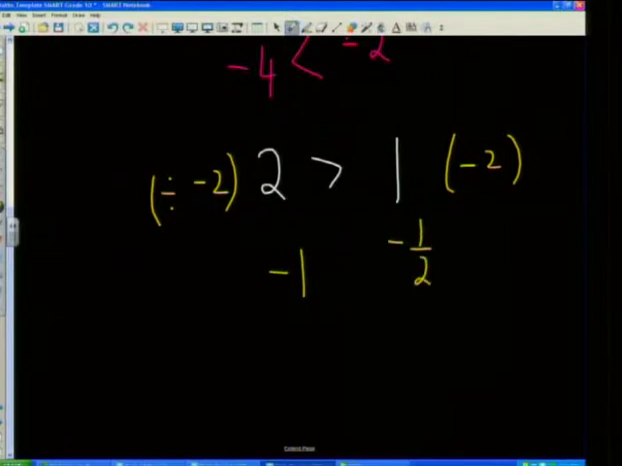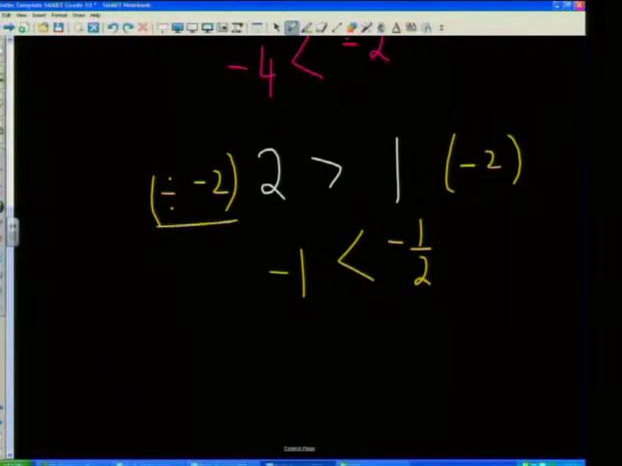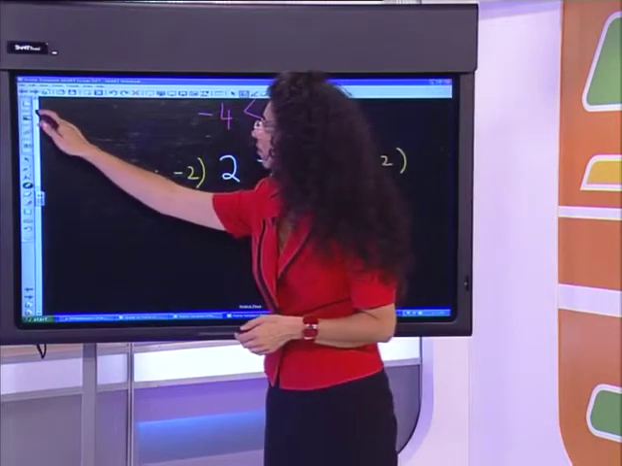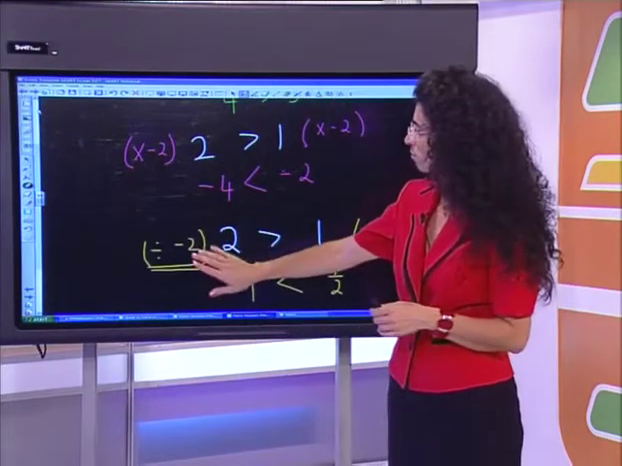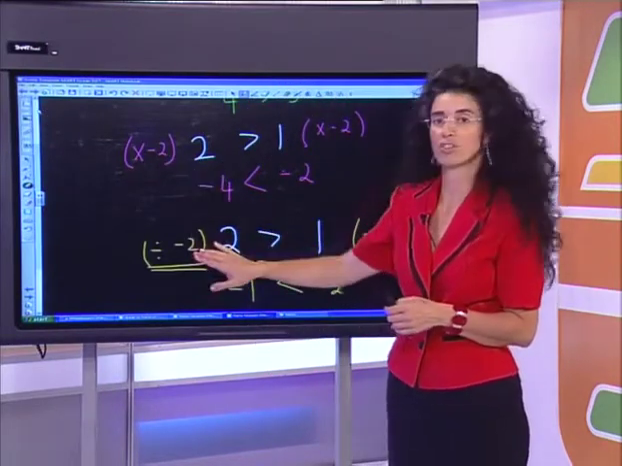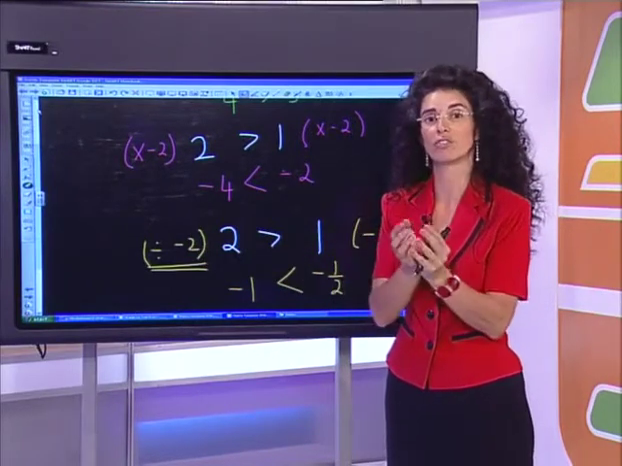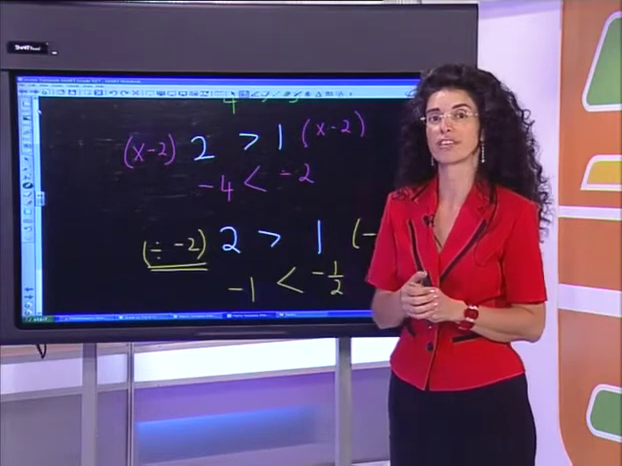Is negative 1 greater than negative 1, negative a half? No, negative 1 is smaller. So in order for it to remain true, I also have to change the inequality. So it only happens if we have a division by negative 2 or a multiplication by -2. So any product or quotient with a negative integer will require us to reverse that inequality.